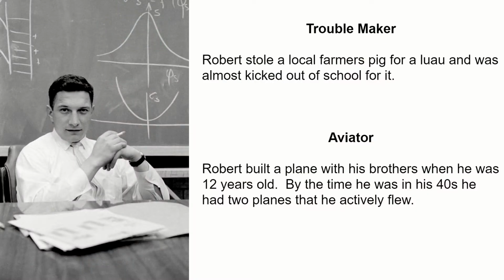So a little bit more about Robert Noyce. He was a little bit of a troublemaker. He once stole a farmer's pig for a luau and was almost kicked out of school for it. So that's not very good, is it? But he said sorry. They let him stay. And he was also an aviator. He actually built a plane with his brothers when he was only 12 years old. And by the time he was in his 40s, he was flying planes. He's always been a big fan of planes, so very cool.